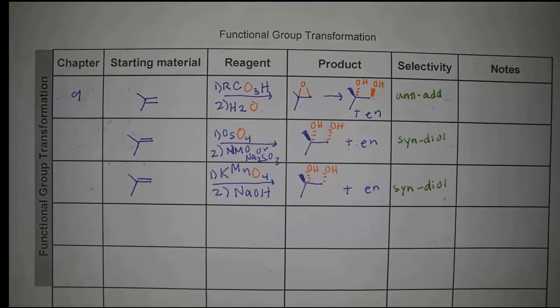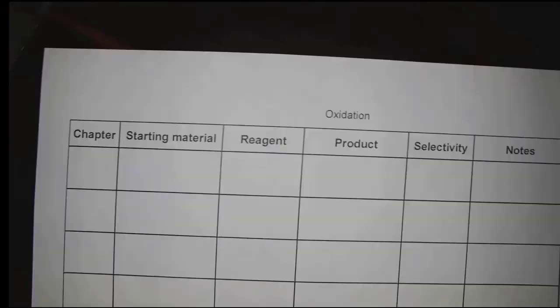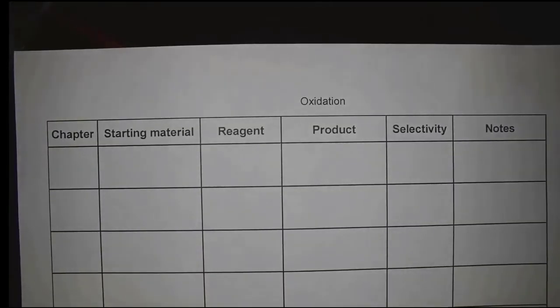Any questions on any of those reactions? All right, the next reaction we have in my book, I think it's on yours also, is page 17, which is where the oxidation reactions start. And oxidation is loss of hydrogen or gain of oxygen.